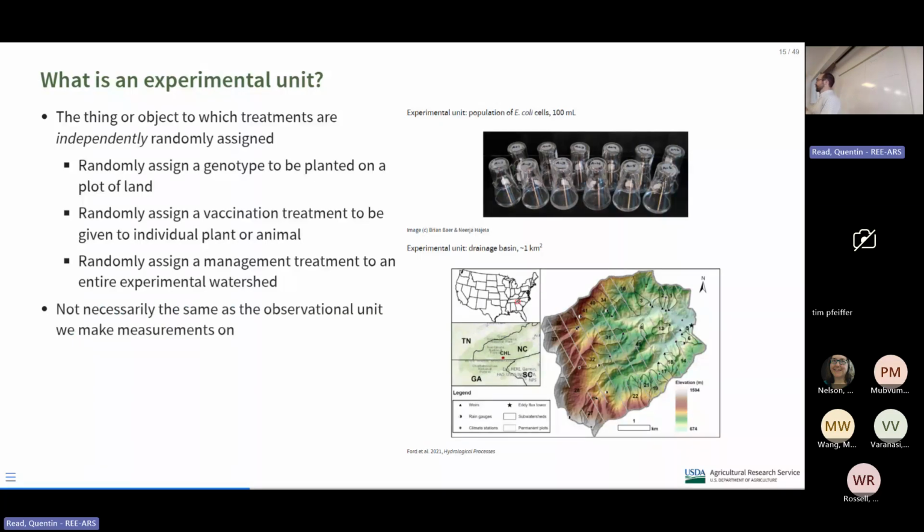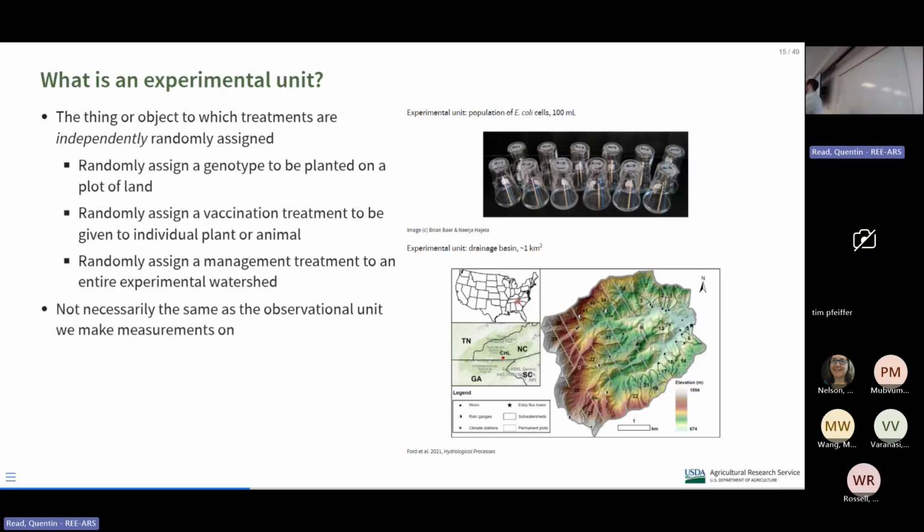Now, an important distinction is that the experimental unit is not always the same as the observational unit that we make measurements on. If your experimental unit is the tank, you have a bunch of fish in the tank, you're measuring the weight of each fish. Those are the observational units. But each fish was not independently randomly assigned to a treatment. The whole tank got a treatment. And that's where there isn't always a one-to-one correspondence between experimental unit and observational unit.